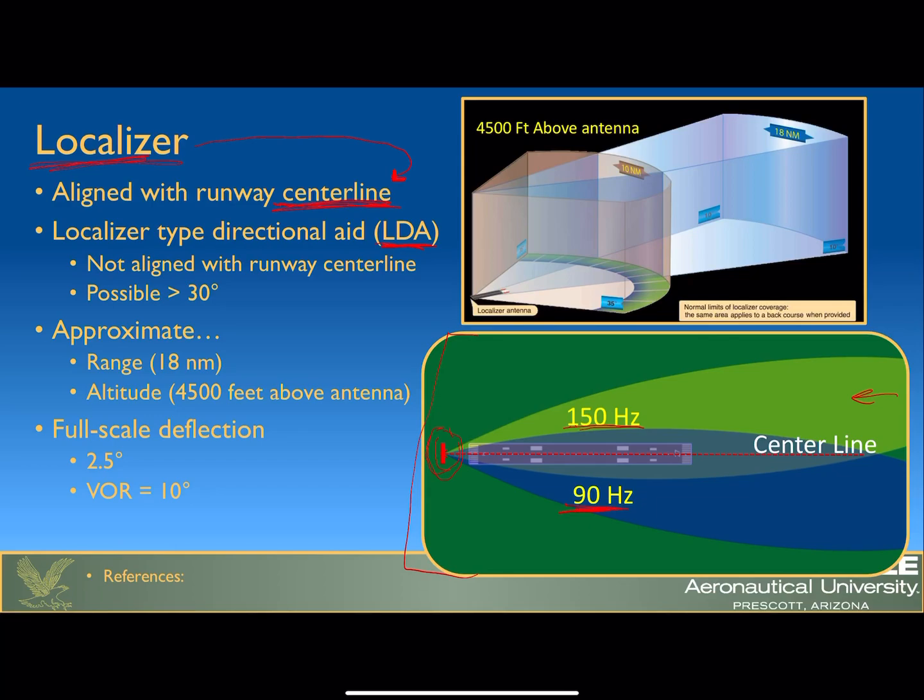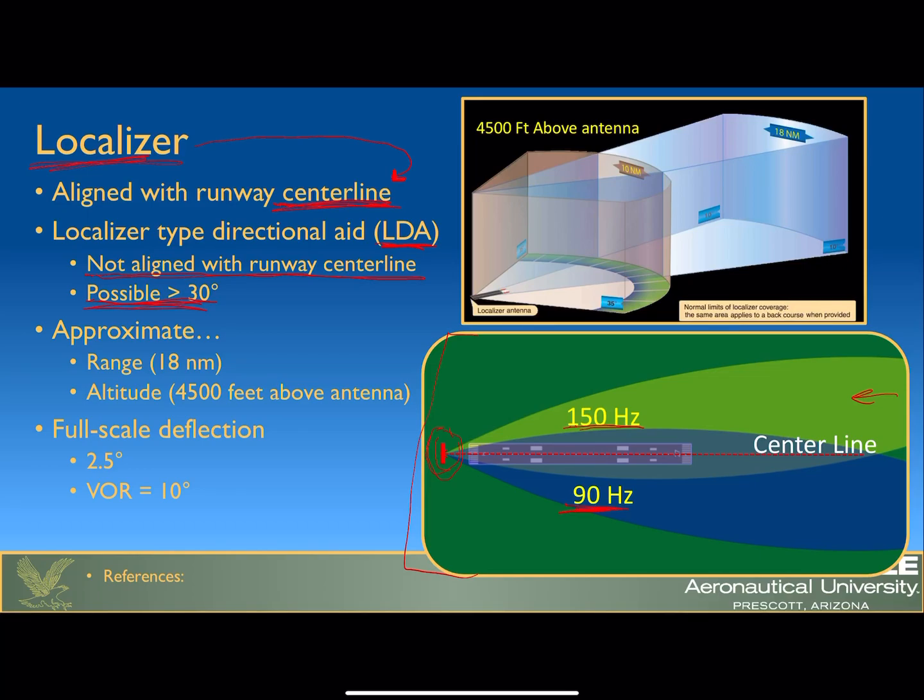So in some cases, you have non-precision approaches that use a localizer to help you navigate to the runway, so to speak, but it's not perfectly aligned with the runway. So for various reasons, maybe just the design of the airport, they have a localizer, but it does not align with the runway. But it's possible within 30 degrees. It has to be within 30 degrees of the runway.